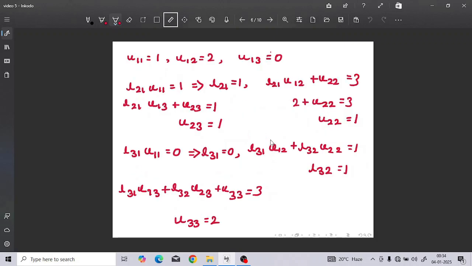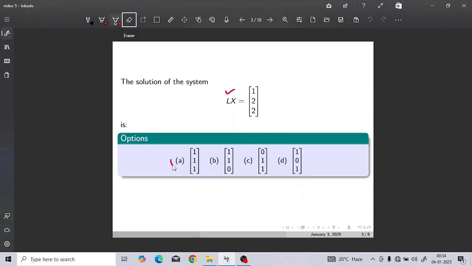So let's see which option is correct. So here option A is the correct answer.